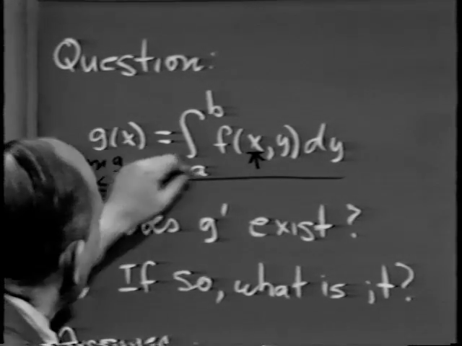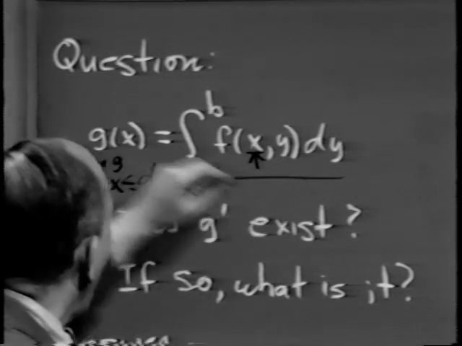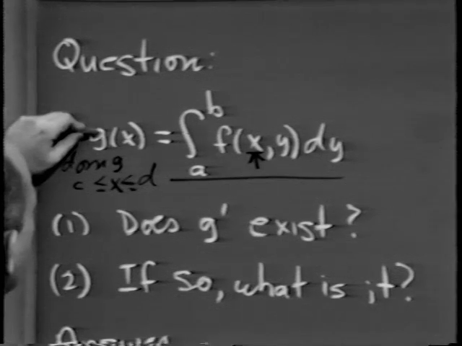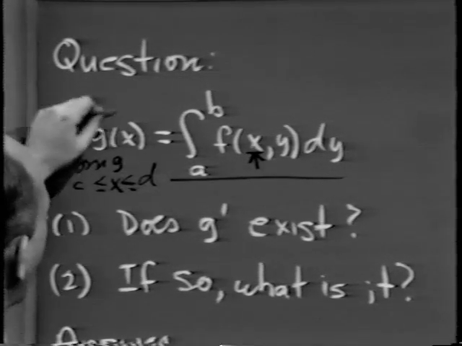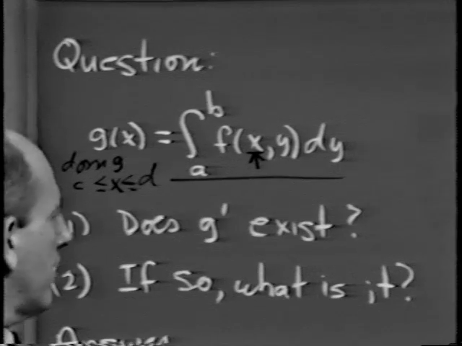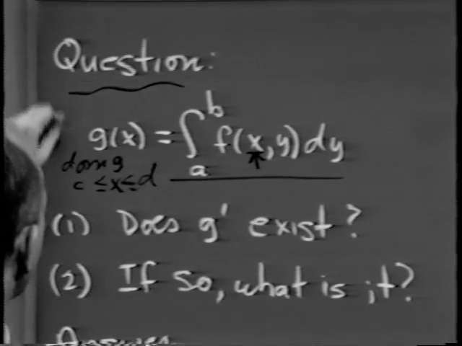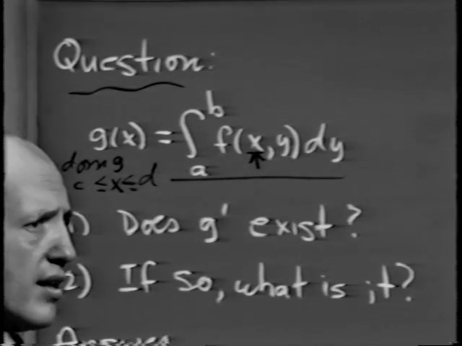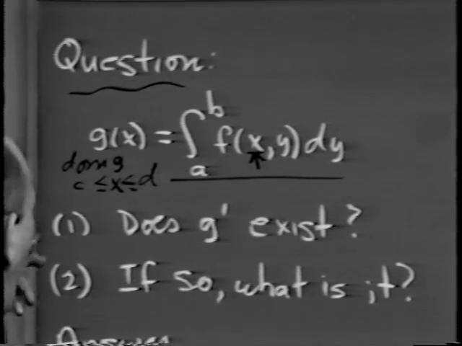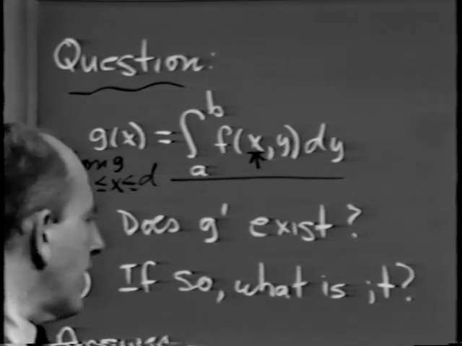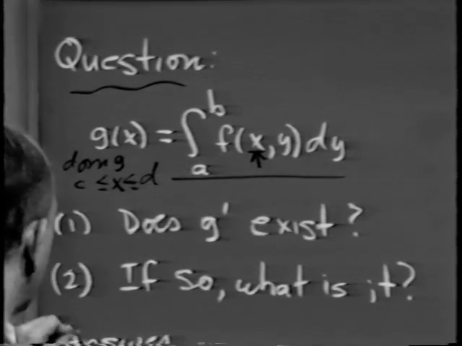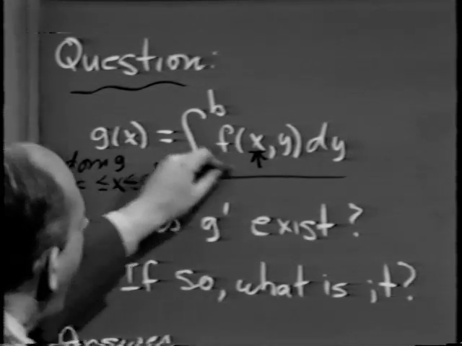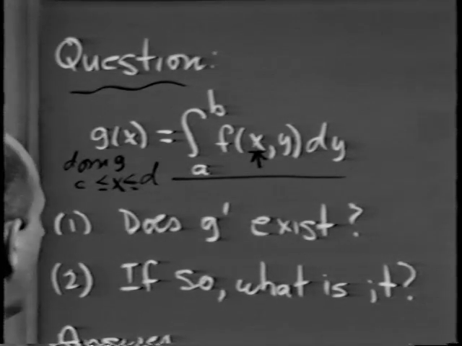Different values of x will give me different integrals here, and consequently, a very natural question that comes up is, how does my function g, which depends on x, vary as x varies? In other words, the key question is simply this. First of all, given g defined this way, one, does g prime even exist? Does dg/dx exist? And two, if it does exist, what is it? In other words, if we can find g prime of x, how do we do it in terms of looking at the right-hand side?